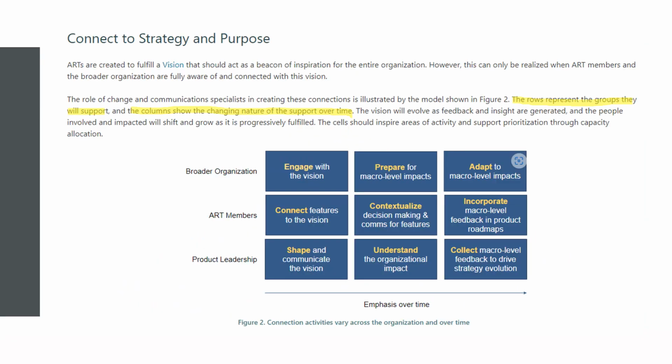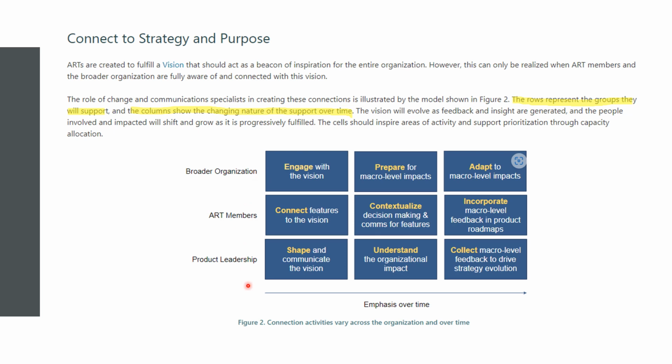We start with number one, connect to strategy and purpose. The role of the change and communication specialist in creating these connections is illustrated in the picture here. The rows represent the groups they support, right? So we have broader organization, ART members, and product leadership as groups. The columns show the changing nature of the support over time, right?